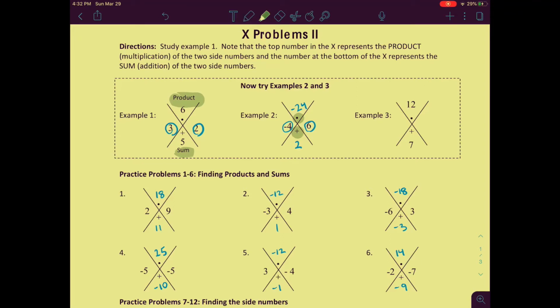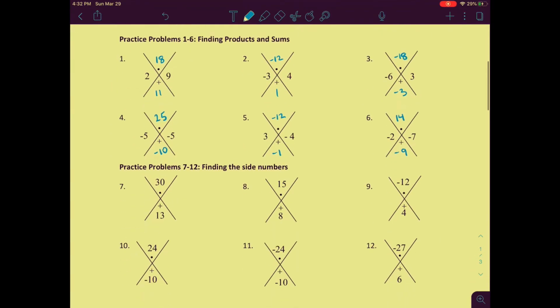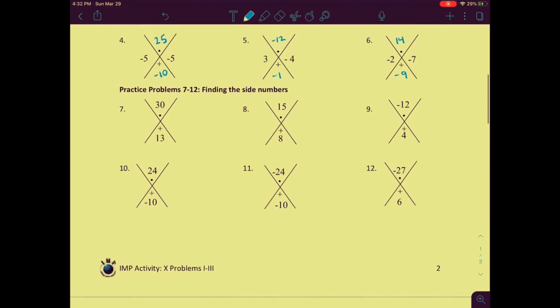Now let's look at example 3 above. For example 3, it's a little different because if you notice, they gave me the numbers on top and the bottom, but not on the sides. So what we're going to do is think of two numbers that, when we multiply them together, give me 12, and when you add them up, give me 7. If you came up with the numbers 4 and 3, then you were correct, because 4 times 3 is 12, and 4 plus 3 is 7. That's how you're going to do those kinds of problems. You're going to try to come up with the two factors in this case.